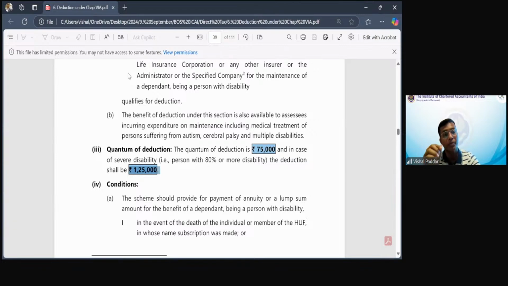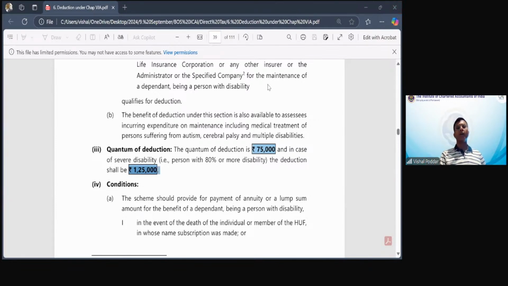So 75,000 flat fixed deduction, irrespective of amount spent. And if the person for whom you are spending is suffering from severe disability, where the disability percentage is 80 or more, then irrespective of amount spent, the deduction is flat 1,25,000. I hope you got the meaning of the term flat. Flat here means fixed, irrespective of your actual payment. This is the amount which I will be giving you as deduction. In all other sections, it was whatever you pay compared with the limit, whichever is lower, because the amount is your limit. In this section, the amount is the deduction.